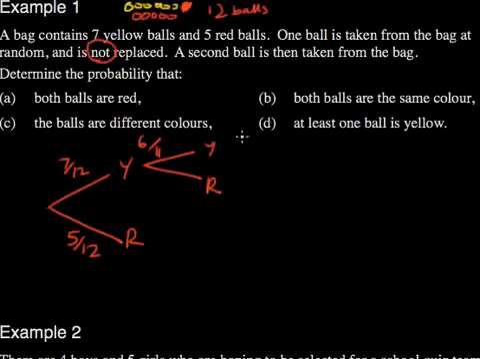What about if you wanted to choose a red? Well, there are still 5. There are still 5 reds there, but there are only 11 balls to choose from. So it's 5 out of 11 now, not 5 out of 12 like it was at the very beginning.